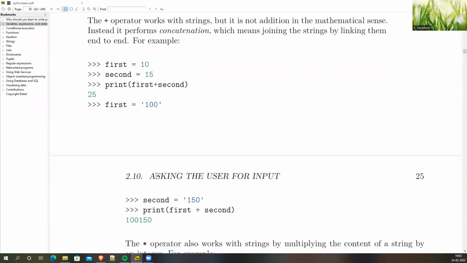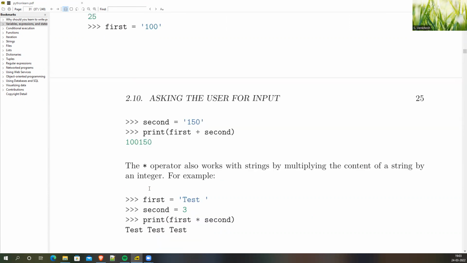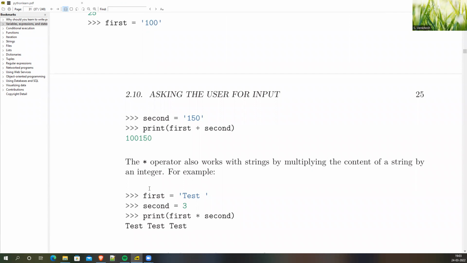But when you say first is a string 100, you see there are these apostrophes here. That's why this is a string. This is not an integer. The type of this value is a string. And then the second is 150 again as a string. And when you say print first plus second, it will simply write down the first string and then write down the second string. That's all, 100 and 150 as it is. It will not look at the value because it's a string.